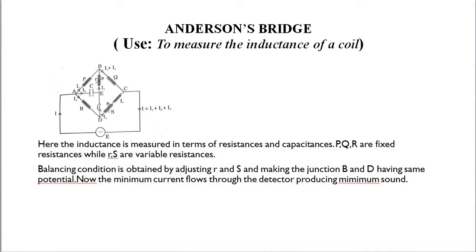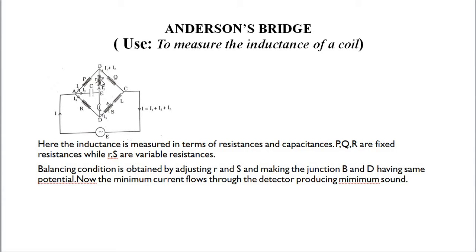So let us discuss Anderson's bridge. This is a bridge used to measure the inductance of a coil. This is the inductance coil. This method is used to measure the inductance of this inductor coil. Here also we have resistors P, Q, R and S, and we have two variable resistances, small r and S. They are variable resistors, and there is a headphone connected here.